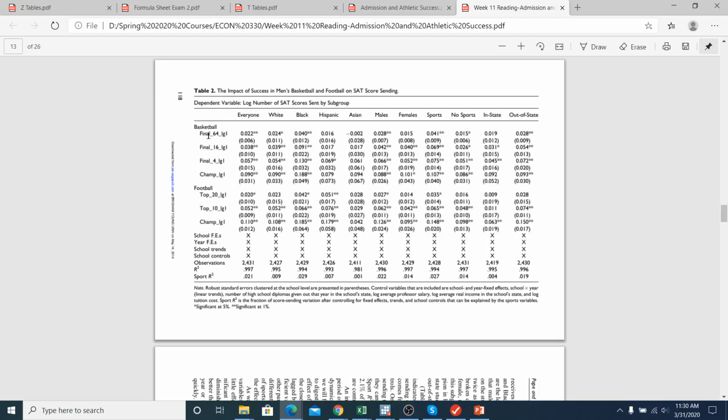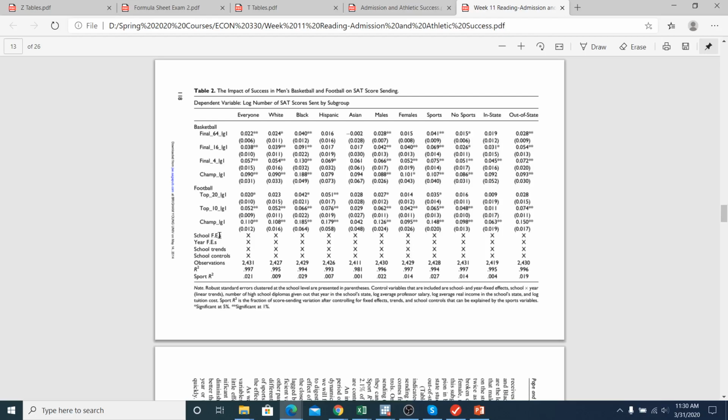So if they made it into those 64 teams that made it into the tournament, you can kind of see the effect was positive and statistically significant. The more success they had, right, going from the Sweet 16, Final Four, champion, looks like that effect grows, right? The more success I have, the effect on the number of SAT scores sent to my school increases. Same kind of idea for football. If I make the top 20, I'm in the top 10, and if I'm the champion. And they lag all these as well because of the timing issue that I kind of already mentioned.